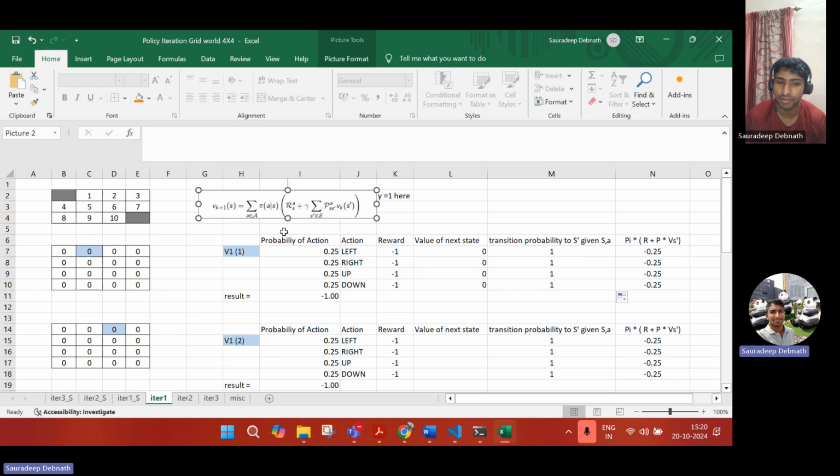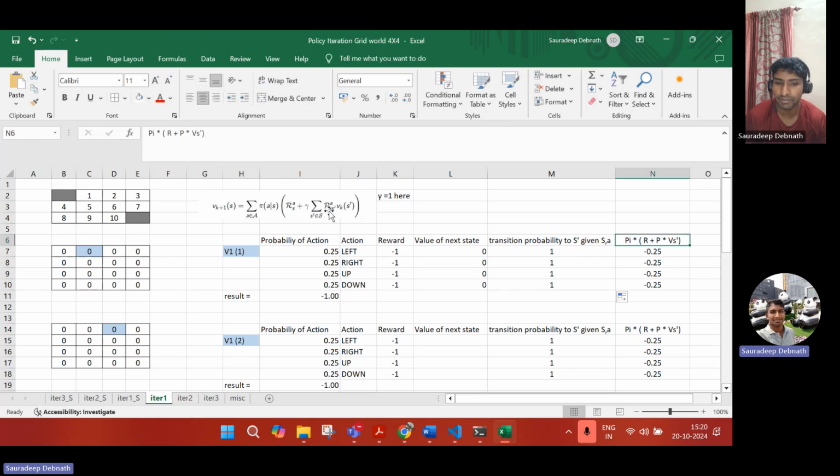What is the probability of going left if I am at state 1? It's 1 by 4, right? So 1 by 4 probability into the reward that I'm getting, which is minus 1. Gamma is 1, let's just ignore it. And how many possible states are there? Just one. If I take left, I'll always go to the zeroth state from the first state. So there's just one. There is no summation required. It's just the transition probability of one multiplied by the value of the next state, right?